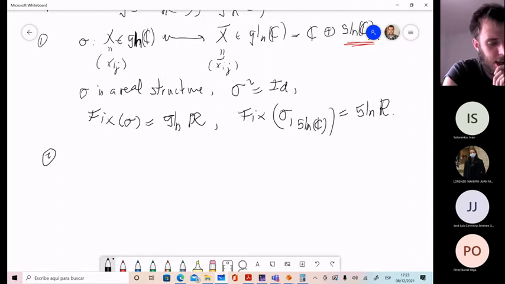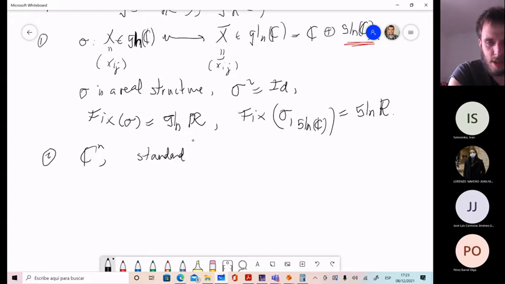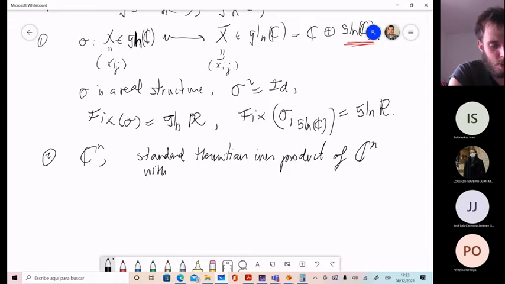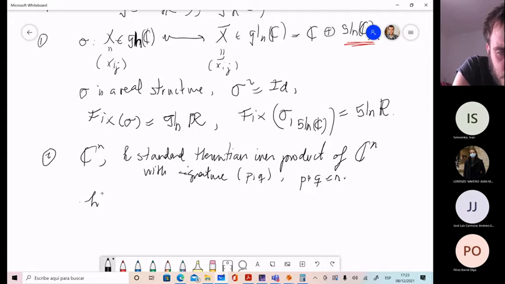Second example. Now consider Cn, and we are going to choose the standard Hermitian inner product of Cn with signature (p,q). So of course p plus q is equal to n, and h is equal to the following sum.